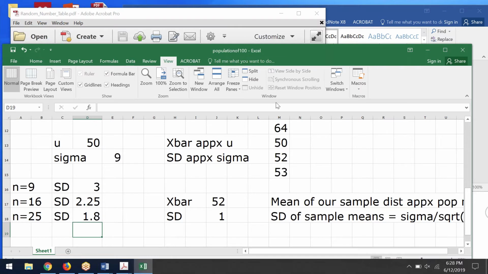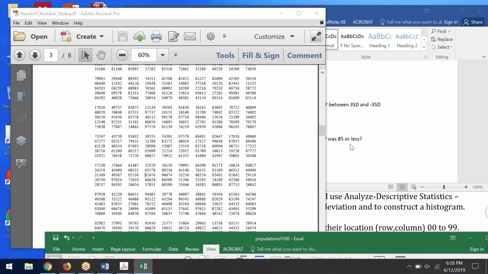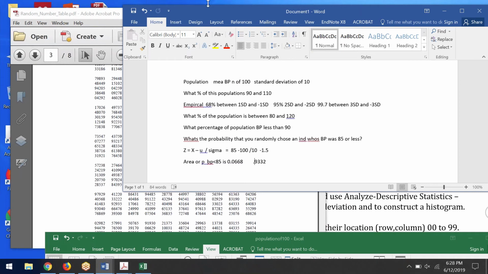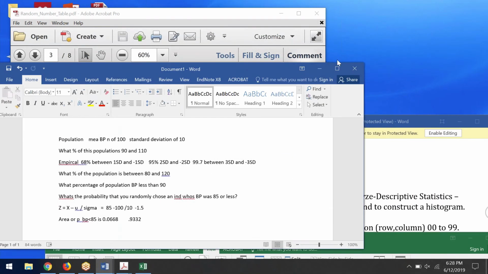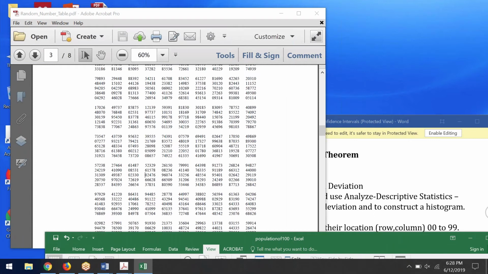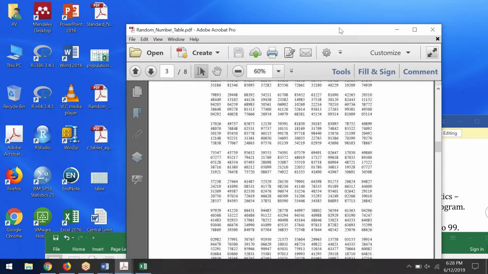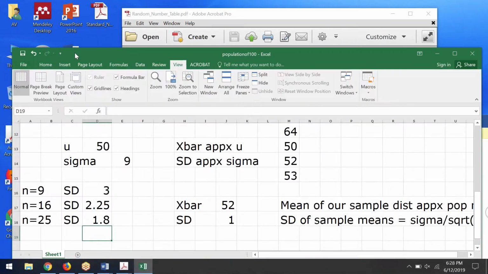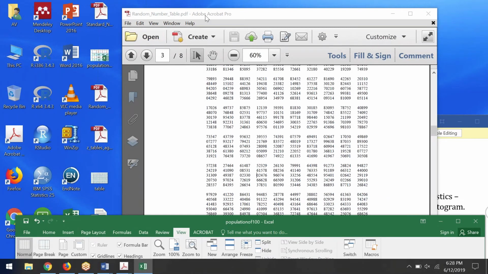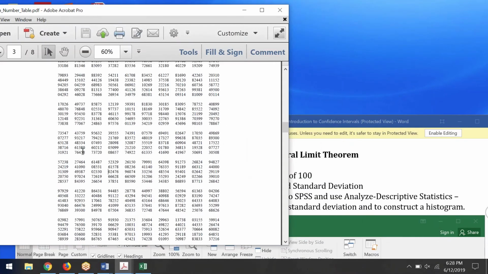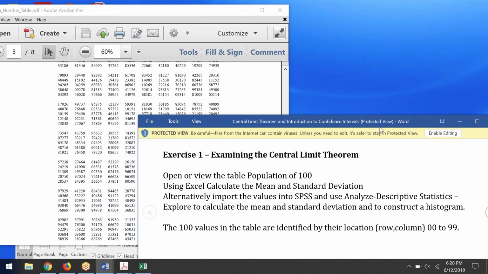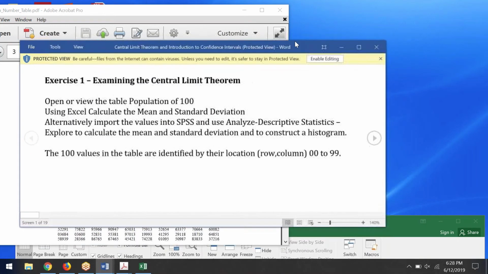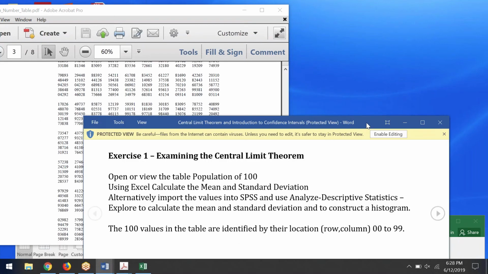Let me see if I have some examples for you here on this original document. I think I can minimize this. Where did my Word document go? Oh, this is my Excel document. Okay, good.